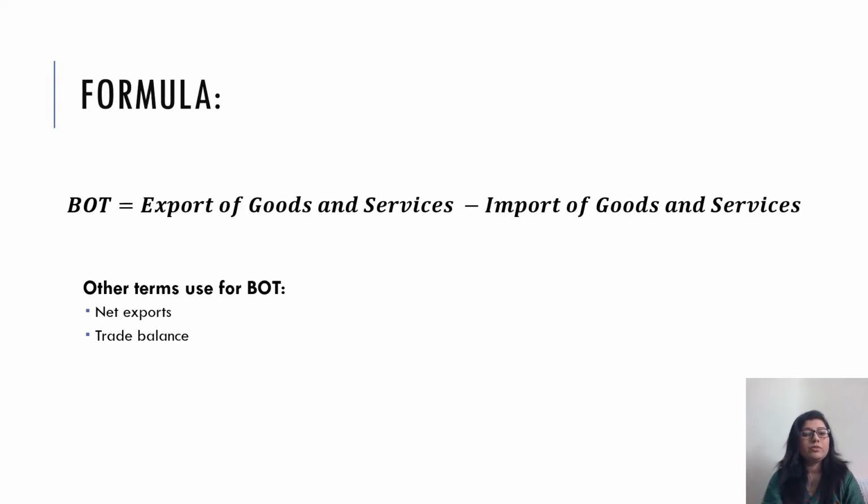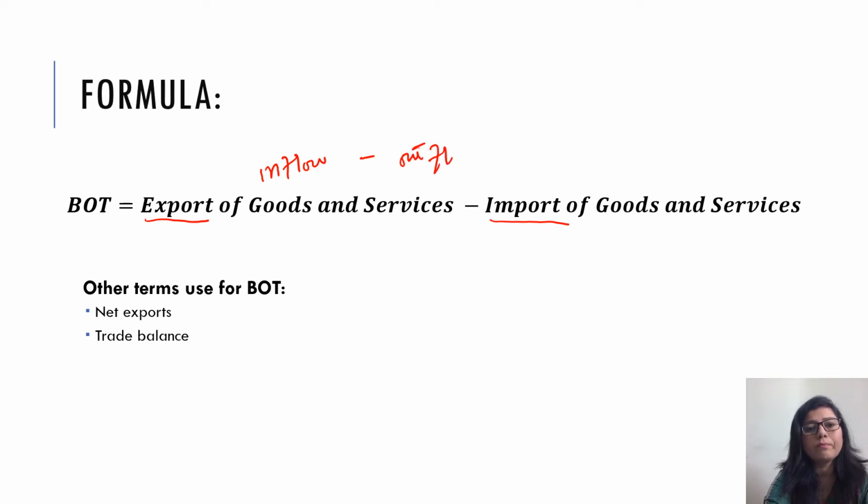The formula for the balance of trade is very simple. Balance of trade is equal to export of goods and services minus import of goods and services. In other terms, we can call it inflow minus outflow, because when we export goods, money comes into our country, and when we import, money goes out of our country. So simple, inflow minus outflow.